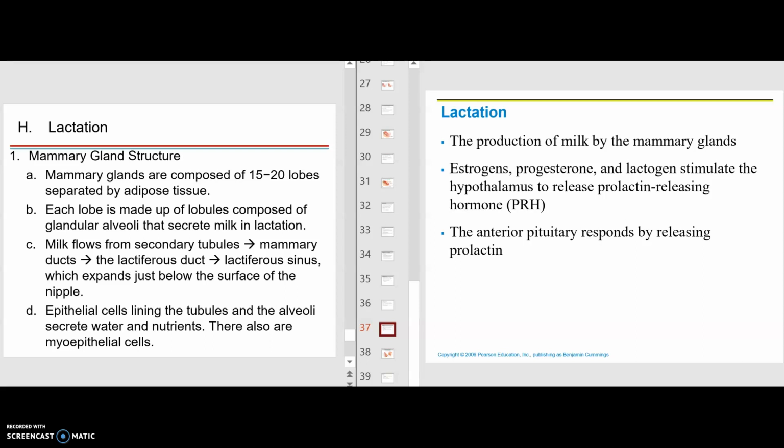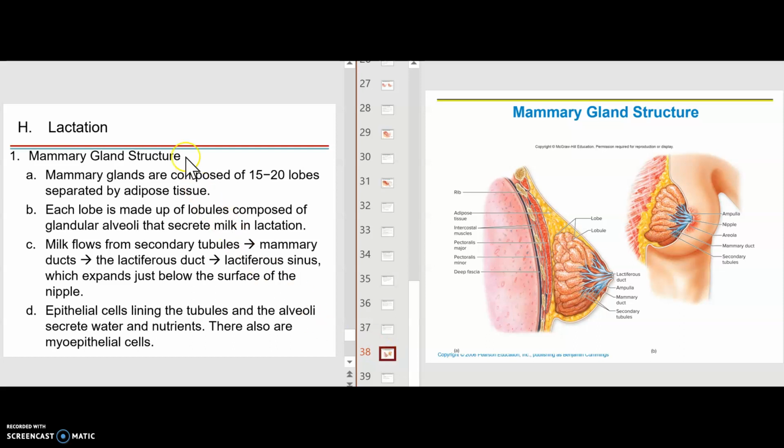Class, let's talk about lactation and the mammary gland. Let's start first with the mammary gland structure. Mammary glands are composed of lobes, 15 to 20 lobes. Here would be a lobe.